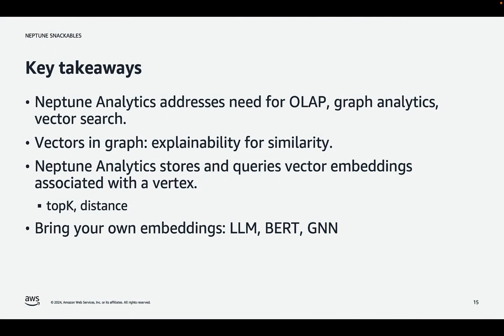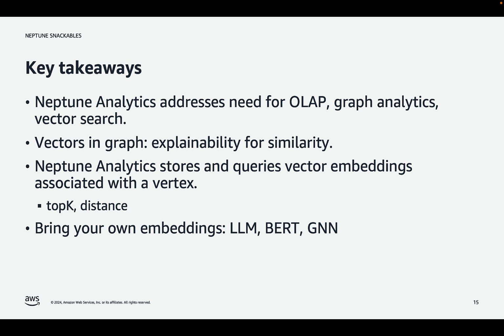All right, to wrap up, let's review the key takeaways. Neptune Analytics addresses the needs of online analytical processing, allowing you to do graph analytics and vector search. And vectors and graph is really all about explainability for similarity. Neptune Analytics stores and queries vector embeddings, and those embeddings are associated with a vertex in a graph. And Neptune Analytics provides topk and distance algorithms. And you can bring your own embeddings.